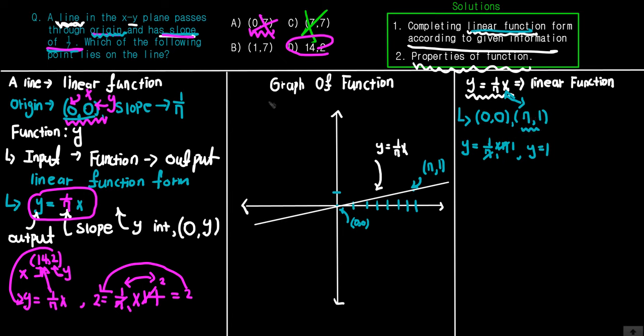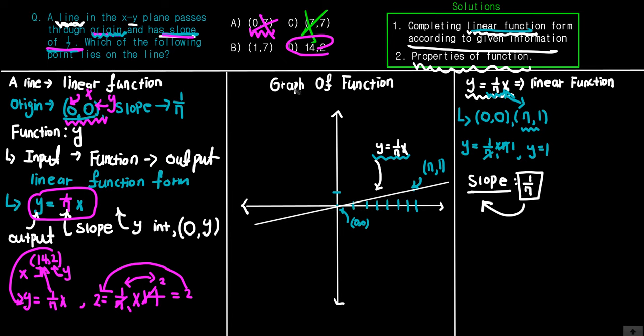So we talked about the graph of the function y is equal to 1 over 7x. And if you look at our graph, it is almost close to 0. The reason is because of its slope, 1 over 7. Slope shows how steep a function is. If you look at it, our slope is 1 over 7, which is almost close to 1 over 0. So that's why our function is almost close to 0.